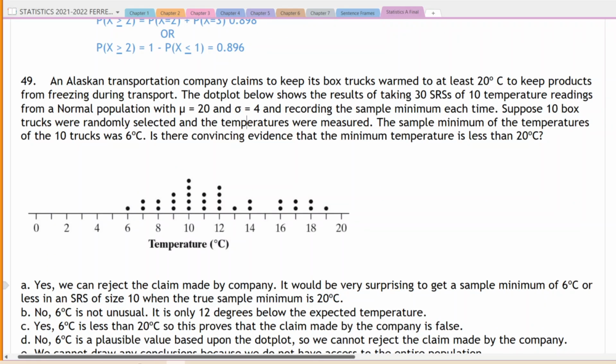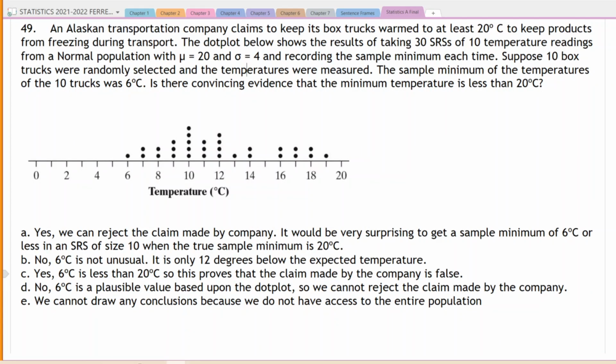Let's look at 49. We've got an Alaskan transportation company that claims to keep its boxcars warmed to at least 20 degrees Celsius to keep products from freezing during transportation. The dot plot shows the results of taking 30 SRSs of 10 temperature readings from a normal population, mu equals 20 and sigma equals 4, and recording the sample minimum each time.